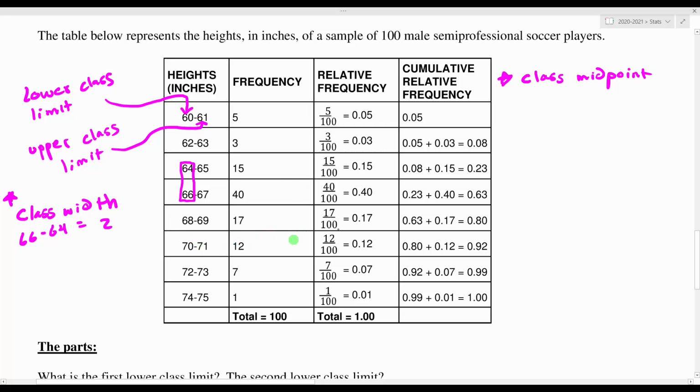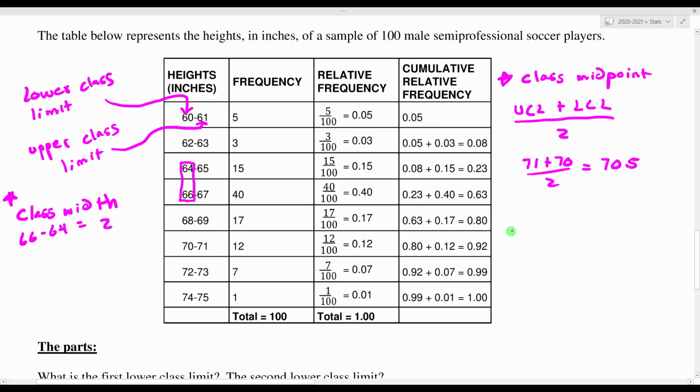So the calculation that we use is to take an upper class limit, and I'm going to abbreviate here, upper class limit plus a lower class limit, right? So we would add those together and then just divide by 2. So for instance, if I wanted the midpoint of this class right here, I would do 71 plus 70, and then I would divide by 2, and that would get me a class midpoint of 70.5. All right.